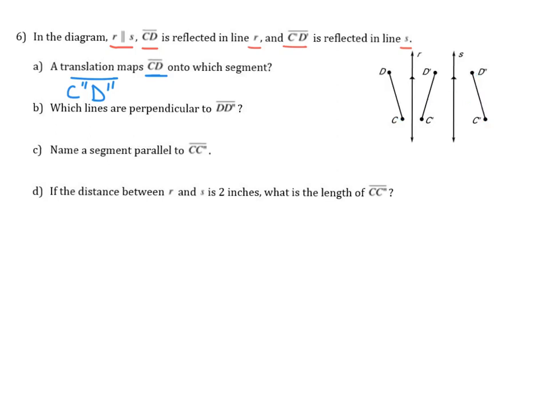Next thing they want to know is which lines are perpendicular to D double prime. So if I were to connect them, D to D double prime, looks like the two lines that would be perpendicular to it, that are forming a right angle here, would be the vertical parallel lines. So it would be line R and line S.